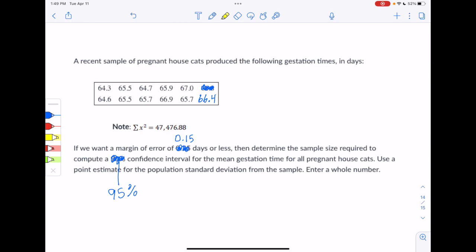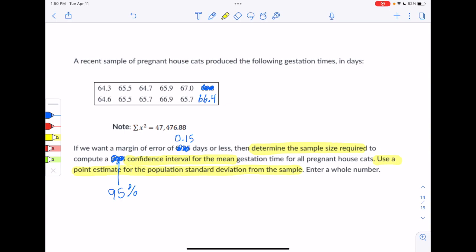So first of all, what is it that they mainly want us to find? They want us to determine the sample size required to get a certain margin of error. So we're going to be doing an n equals type of formula. Which formula depends on our setting. Our setting is confidence interval for the mean, so we want a sample size formula for confidence intervals for the mean. Which formula you use depends on what kind of standard deviation you have, and they're asking us to use a point estimate for the standard deviation from the sample. So a point estimate for the population standard deviation from the sample would be S.